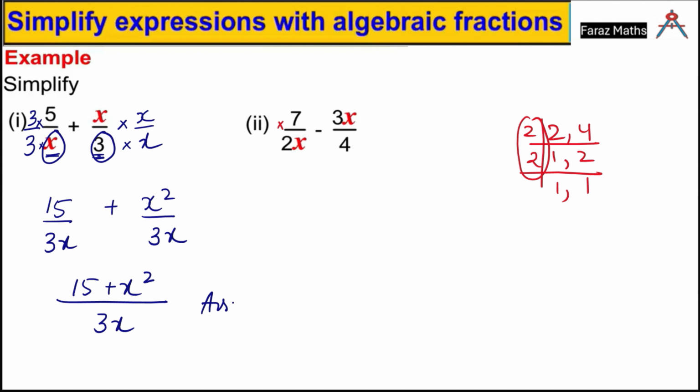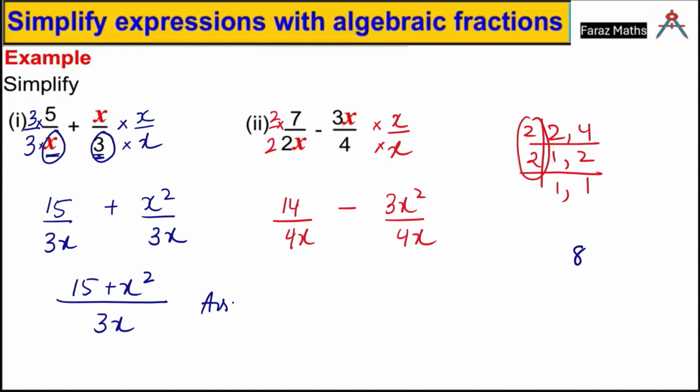So how can you make the denominator the same? You can do it if you multiply the first fraction by 2 over 2 and the second by x over x. So 7 2s are 14, and 2 times 2x is 4x, minus 3x times x is 3x squared, and 4 times x is 4x.